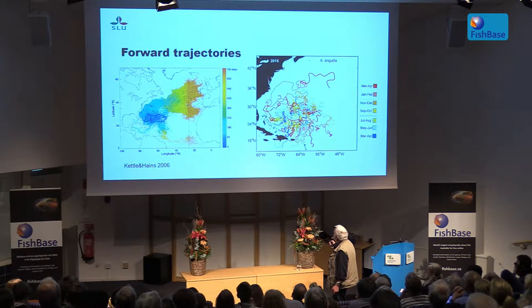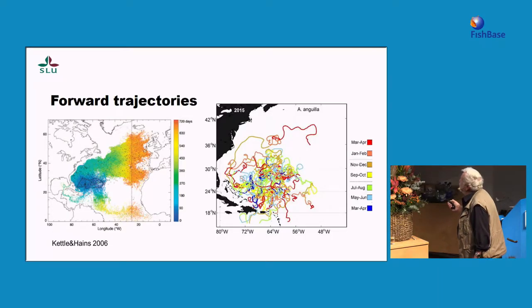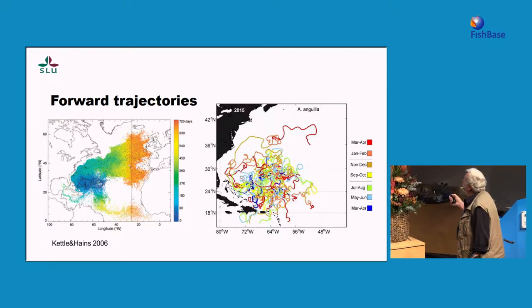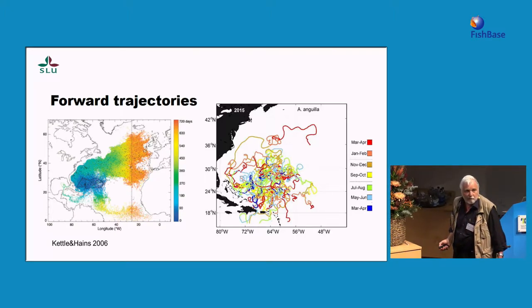This is another calculation using the actual observed larval positions, where I've calculated forwards in time for 1 year. And we see that there are a lot of eddies going on, and just a few that really go into the big gyre. The majority seems to be stuck in the Sargasso Sea for at least a year.